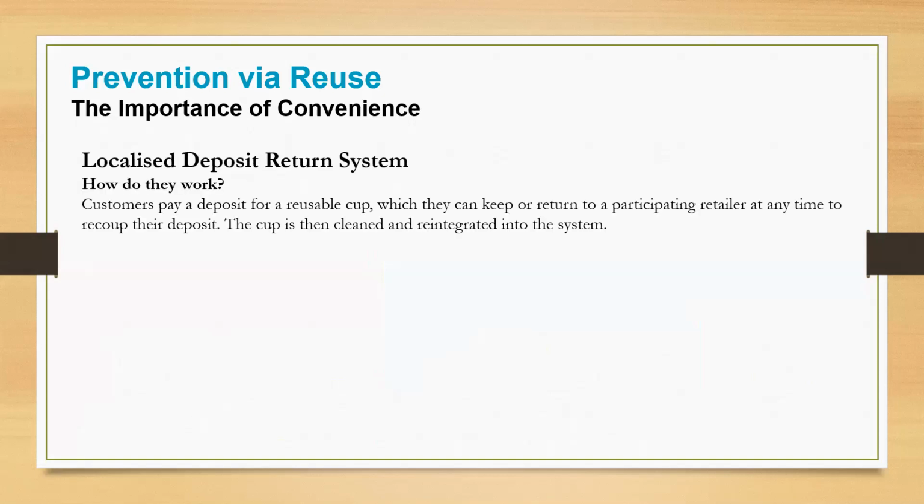And the way it works is a customer, when they buy a coffee, has the opportunity to purchase or put a deposit down on a reusable coffee cup, which they can then take away from the store and go on their way. When they finish their coffee, they can either choose to keep that cup permanently, or for as long as they want, as their own personal reusable cup, or they can return it to a participating retailer. Now, this could just be within a chain, or it could be many participating retailers within the system, and they can return it there in order to recuperate their deposit. The cup is then cleaned and reintegrated back into the system for use by someone else.